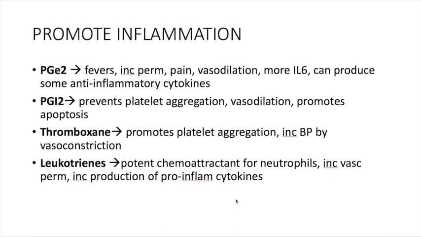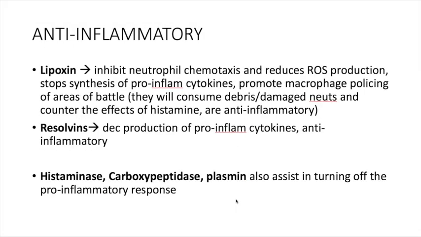Brief synopsis of what is going to promote inflammation versus anti-inflammation. Remember I said if we have a way to turn it on, we have to have a way to turn it off. So our promoters of inflammation: PGE2, PGI2, thromboxane, and leukotrienes. Anti-inflammatory, so we have a couple different ways that we turn it off, and lipoxin is one of them. So what is lipoxin going to do? It's going to inhibit neutrophil chemotaxis, so it's going to turn off the alarm system.